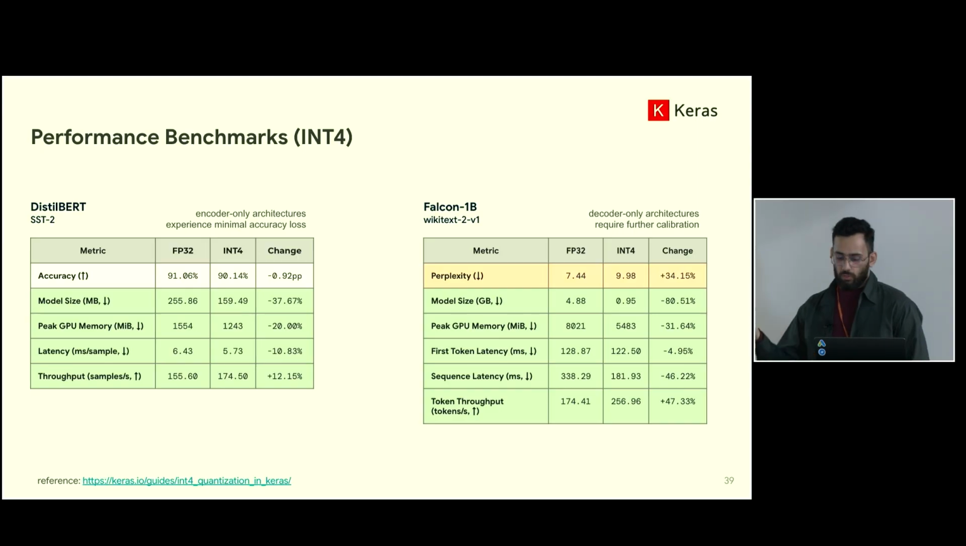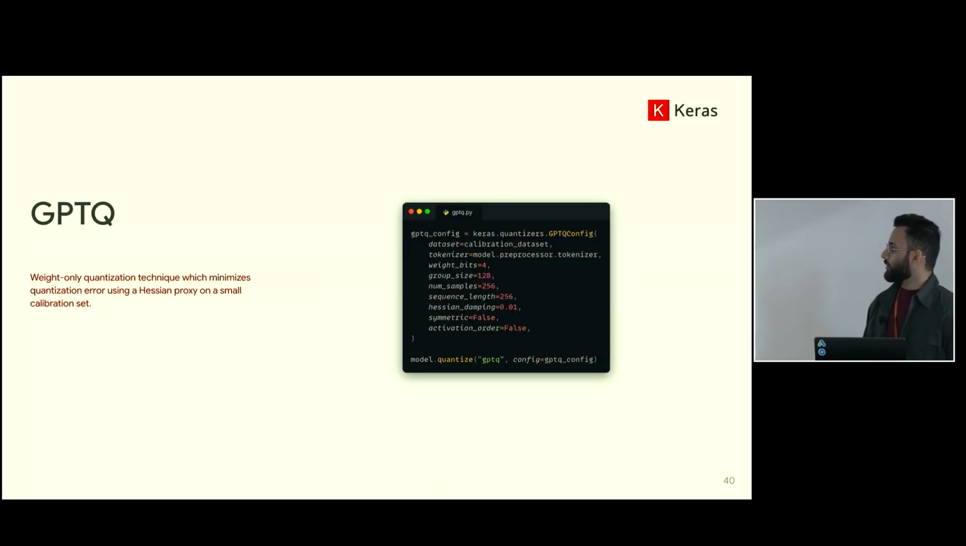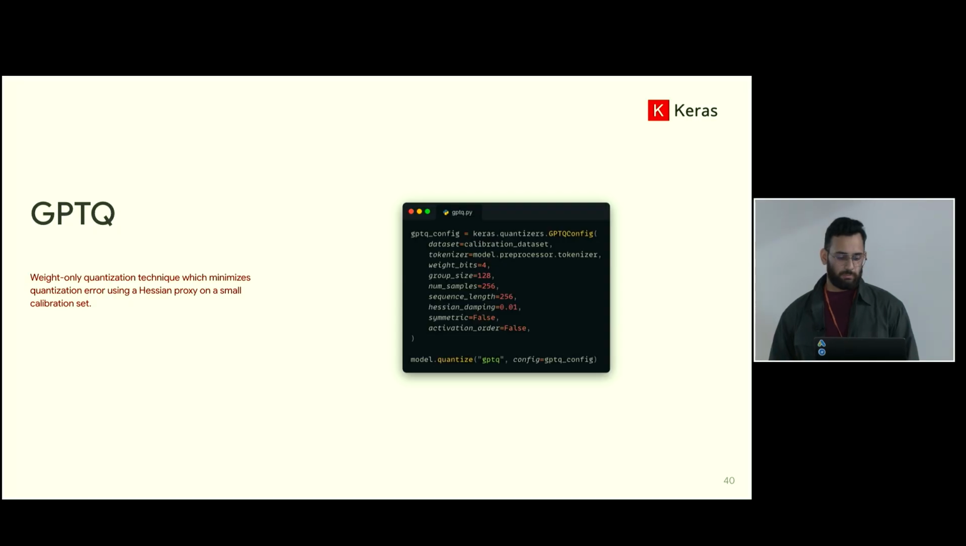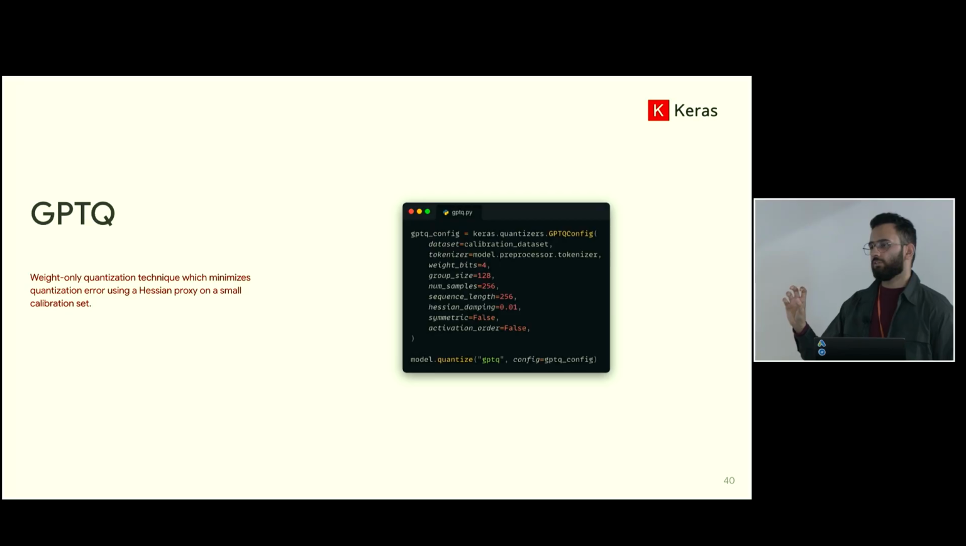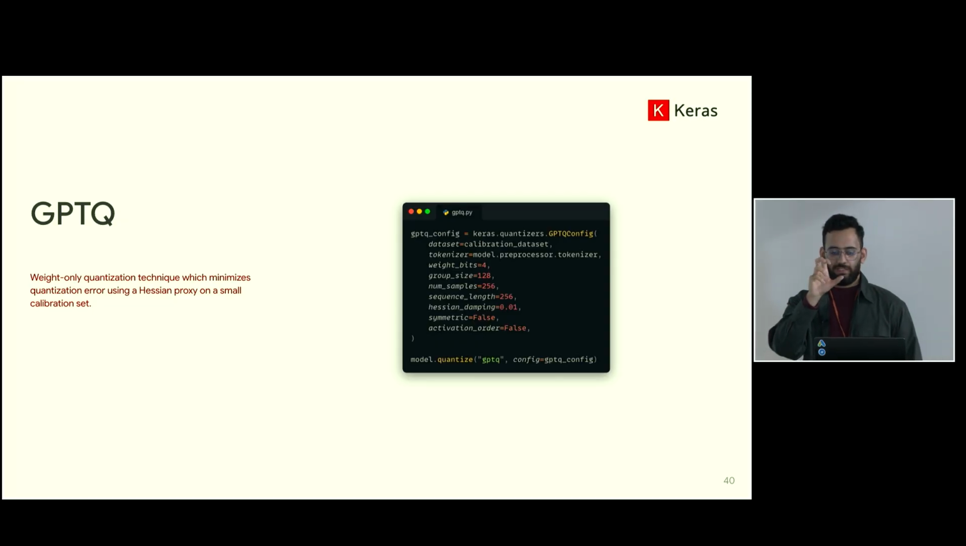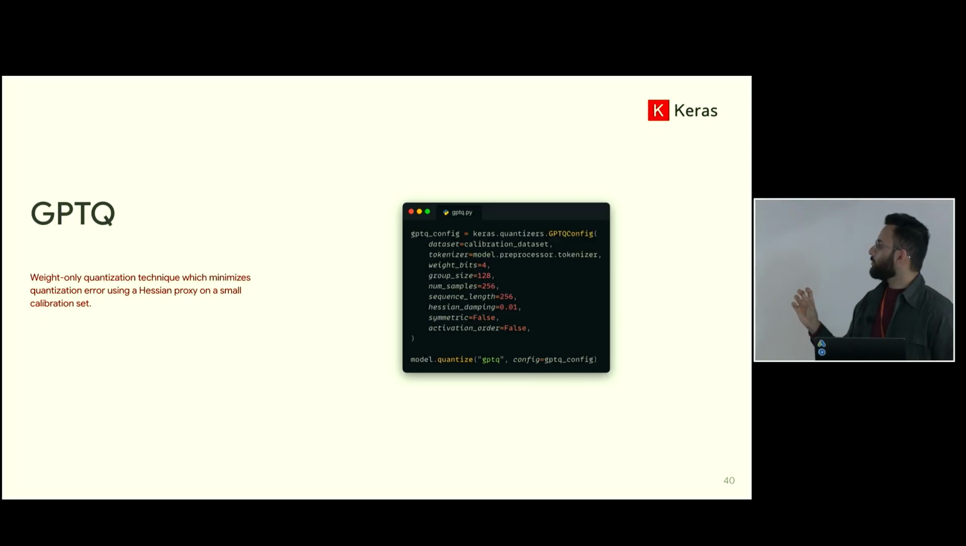But what if you do not want to actually deal with such high accuracy losses? So we have a technique that we support called GPTQ. It's based on the GPTQ paper which is available out there. So it's a weight-only quantization technique where you don't actually quantize the inputs and you only quantize the weights of the model. And you compute a Hessian proxy of the weight matrices so that you know how each weight's value and output actually interacts with the other weights in the weight matrix. And you perform a column by column quantization.